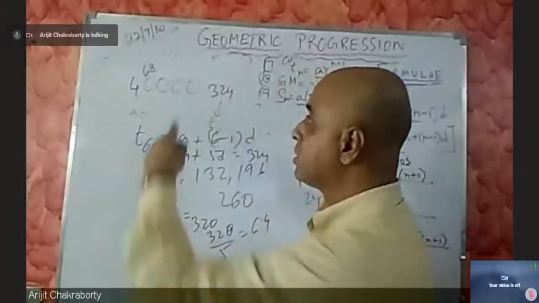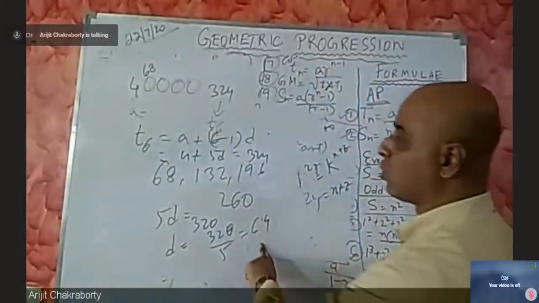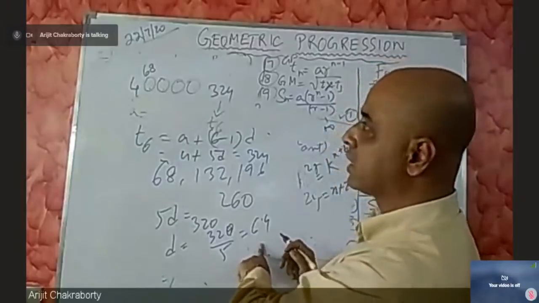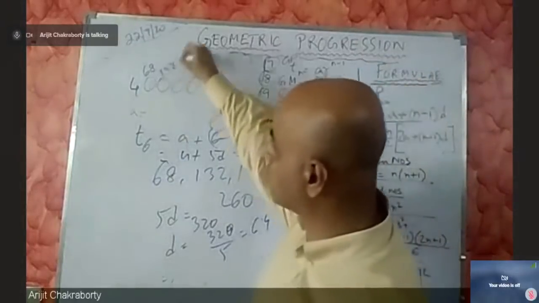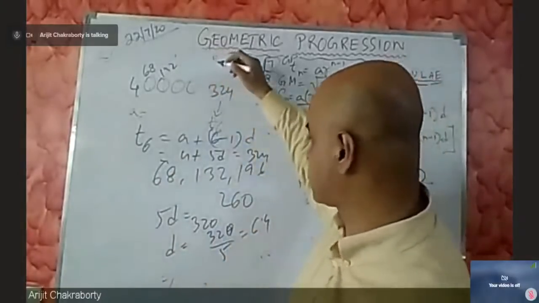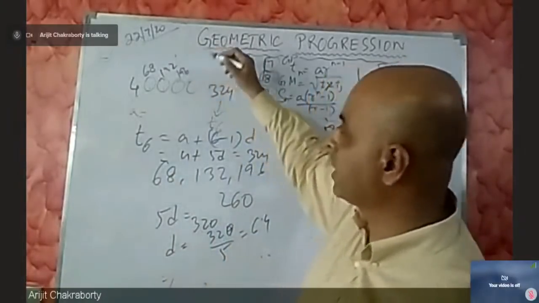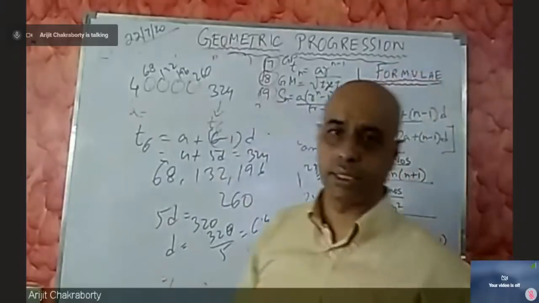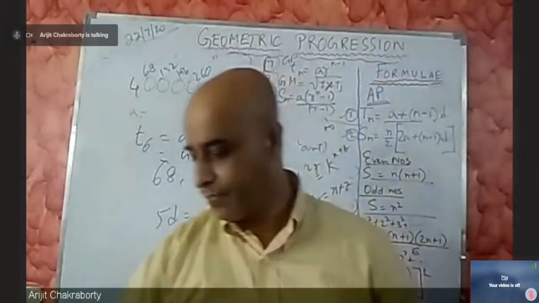Third term is 68 plus 64. Okay, 68 plus 64 is 132. 132 plus 64 will give you 196. Okay, and 196 plus 64 will give you 260. Okay, so we have solved it.